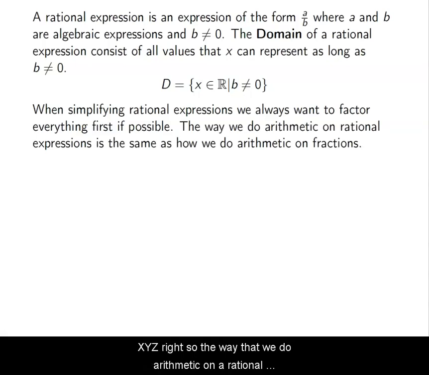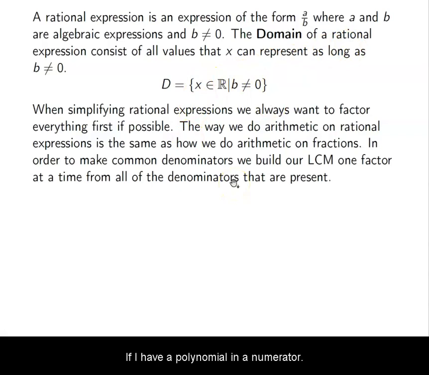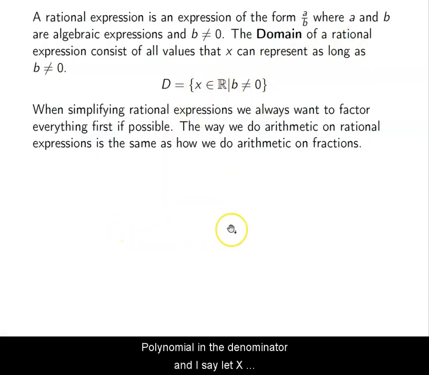So the way that we do arithmetic on a rational expression is the exact same way we do arithmetic on regular rational numbers, okay? Because a rational expression is just a rational number. If I have a polynomial in the numerator and a polynomial in the denominator, and I say let x be this specific number, I then can simplify my numerator into a single value and my denominator into a single value, and all I have is a single value, a rational value, a fraction.